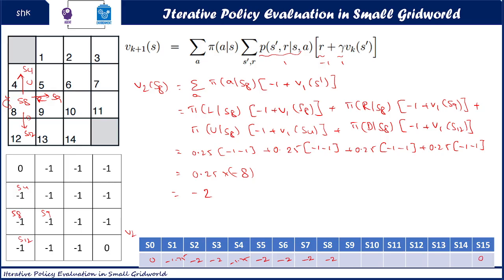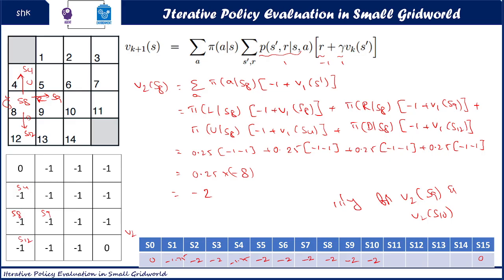Now we go for finding out S9, S10. If you observe for S9, S10, all the four neighbouring states have the same values, minus 1, minus 1. So I am skipping S9 and S10. This also will get as minus 2 and minus 2. Here you can compute similarly the value function V2 for S9 and V2 of S10.